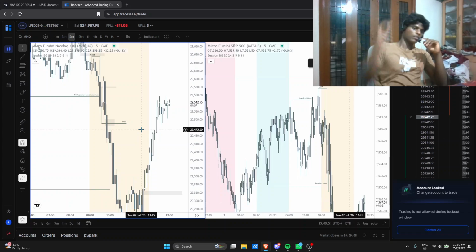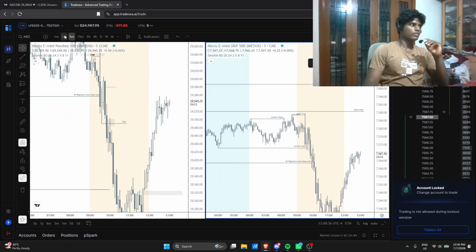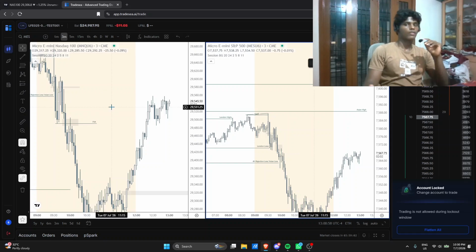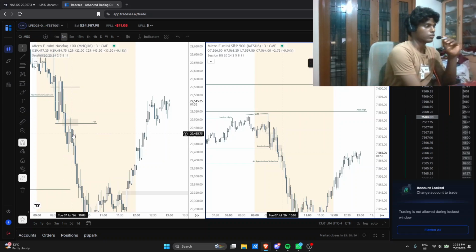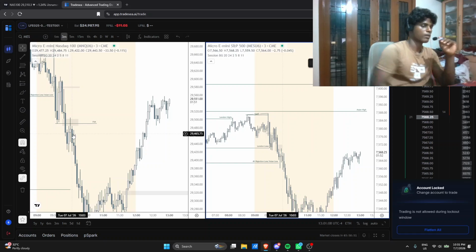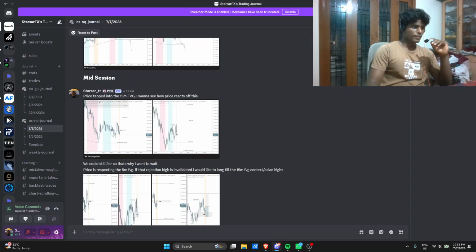The good thing is I didn't FOMO in this pair today. Probably I would have taken some bad trade, which would have been a winner today because the delivery was quick. But honestly, I didn't take any bad trade today, so that's actually a good thing. I didn't FOMO in or do anything bad. That's a nice thing. Now let's get to ES.